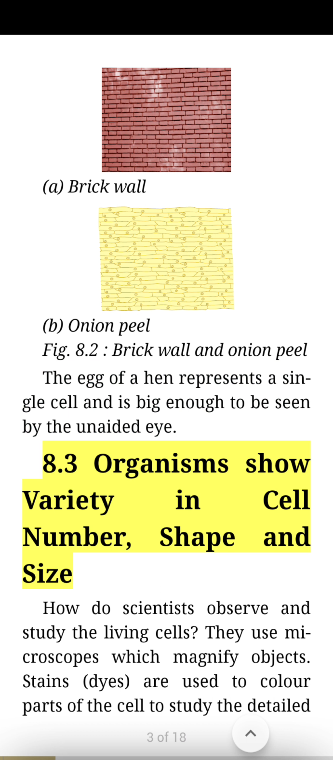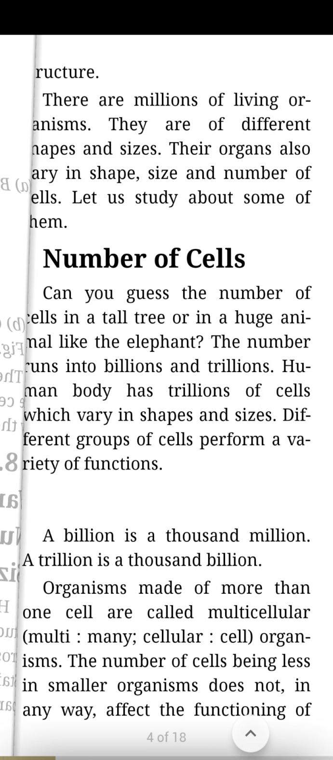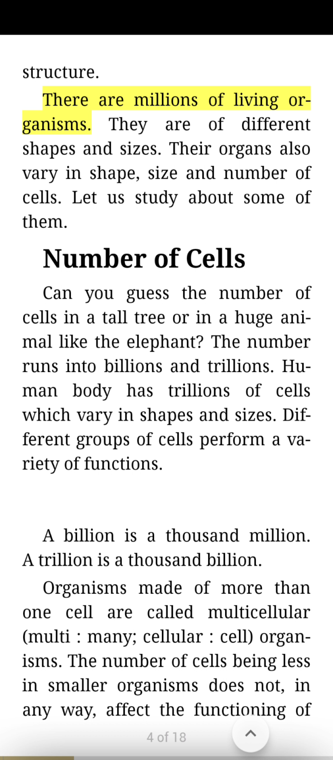8.3 Organisms show variety in cell number, shape and size. How do scientists observe and study the living cells? They use microscopes which magnify objects. Stains and dyes are used to color parts of the cell to study the detailed structure. There are millions of living organisms. They are of different shapes and sizes. Their organs also vary in shape, size and number of cells. Let us study about some of them.